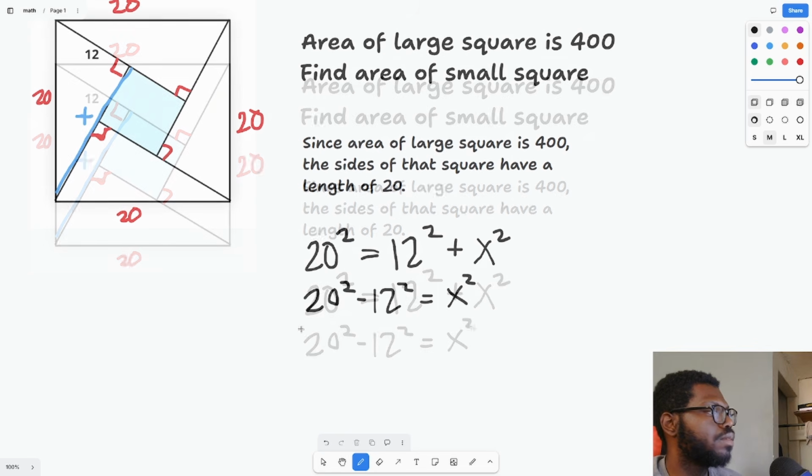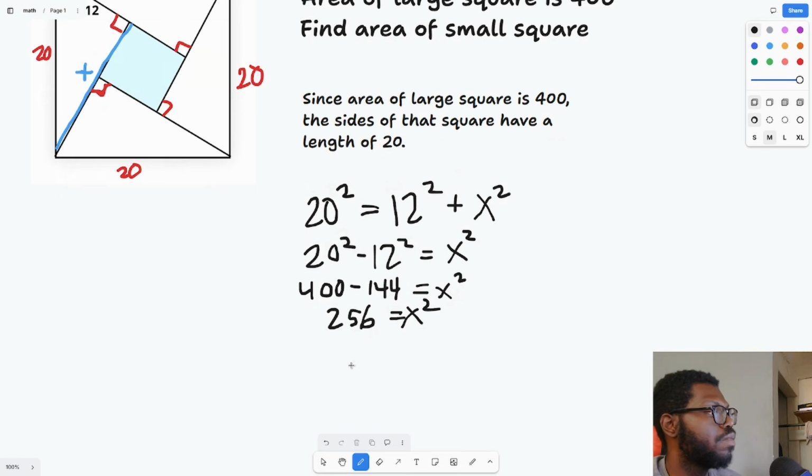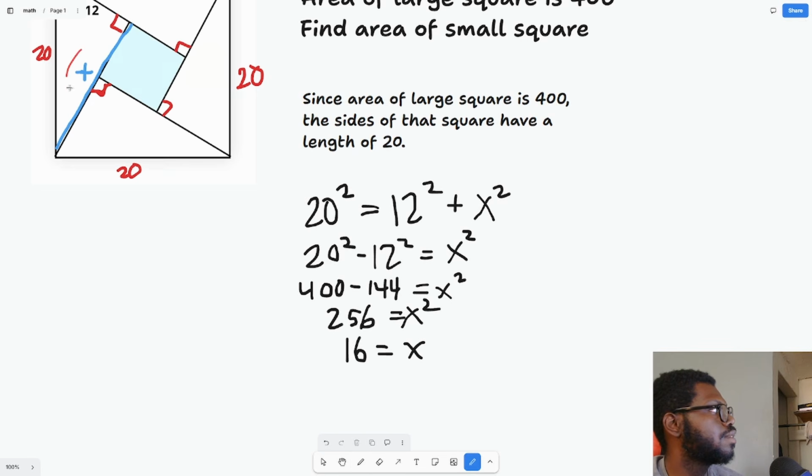If we subtract 12 squared from both sides, we get 20 squared minus 12 squared is equal to x squared. Well, 20 squared is just 400. 12 squared is just 144. This is just 256. So by taking the square root of both sides, we get that x is equal to 16.